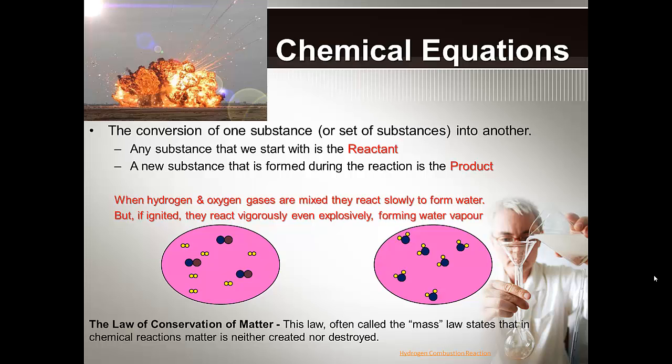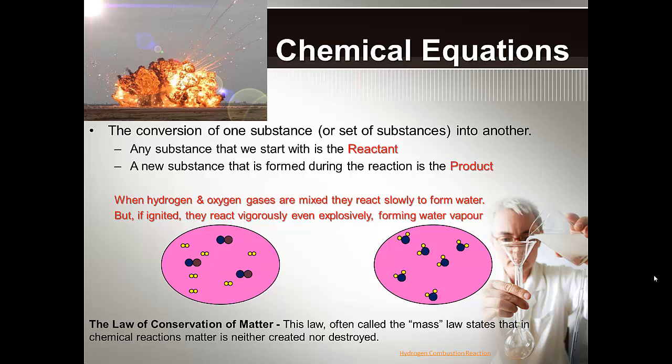We put this together into a chemical equation. So here's an example. When hydrogen and oxygen gases are mixed, they react slowly to form water, but if they're ignited, they react very vigorously and even explosively, forming water vapor. That's a really good example. When you've got just the right ratio of hydrogen and oxygen, which is called the stoichiometric ratio, and we're going to look at stoichiometry very soon, that's when you'll get a very violent and vigorous explosion.